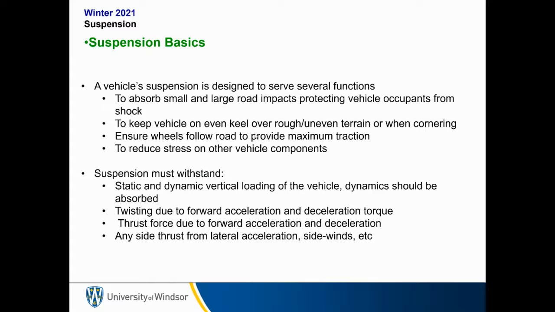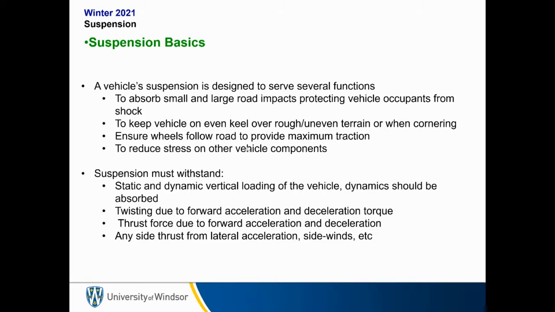So, suspension basics. A suspension system is designed to serve several functions. We want to absorb small and large road impacts, protecting vehicle occupants from shock. We want to keep the vehicle on an even keel. In other words, we want the angle of the cabin to the horizontal as close to zero as possible, so it's not tilting all over the place over rough and uneven terrain, or when cornering. Ideally, when cornering, the vehicle wouldn't tilt at all relative to the horizontal. We want to ensure wheels follow the road to provide maximum traction over bumps and unevenness in the road. Ideally, all wheels remain in contact with the surface.